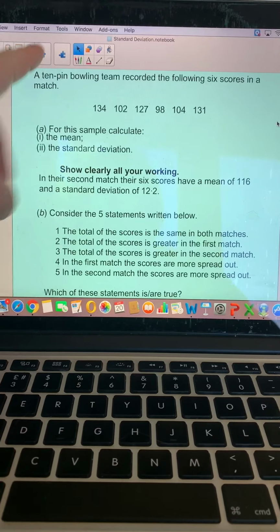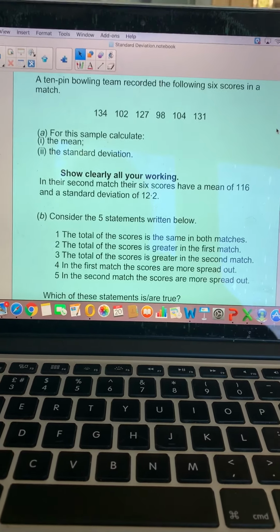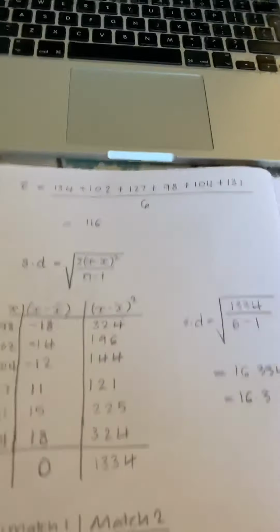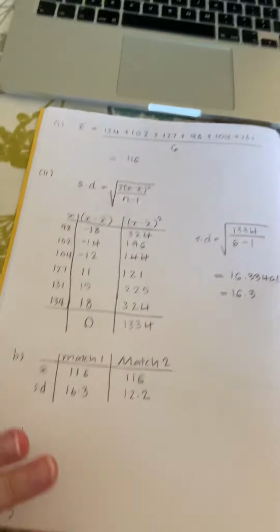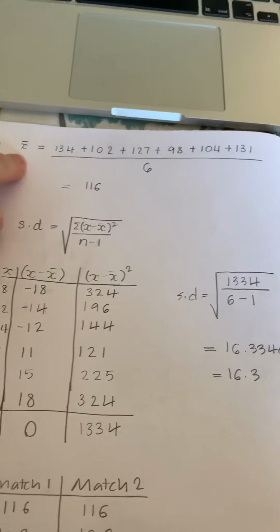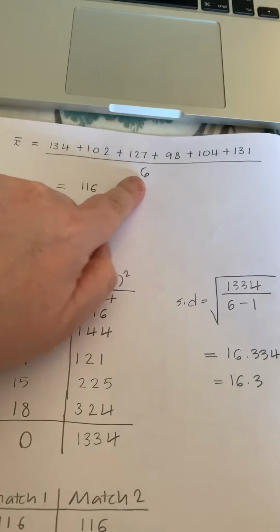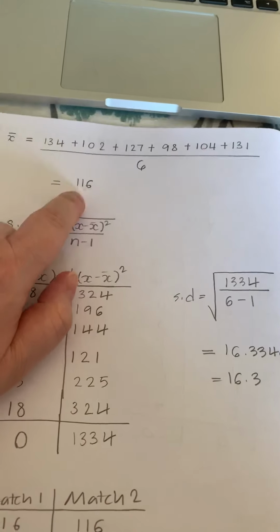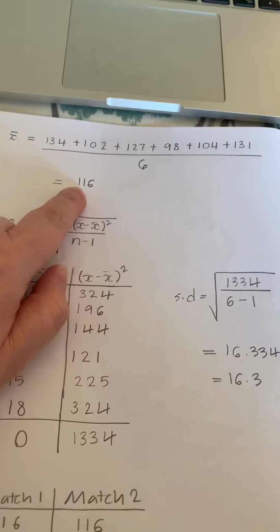So first of all, we've got our 10-pin bowling scores, 6 scores, and we're going to work out the mean first of all and then the standard deviation. So here we go. Again, I've done it all for you to show all the working. So our mean, we just add all the pieces of data together and divide by, there's 6 scores there, so we divide it by 6. So the mean for this first set of results is 116.